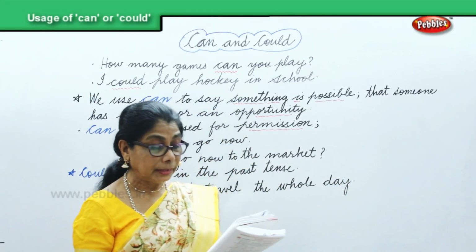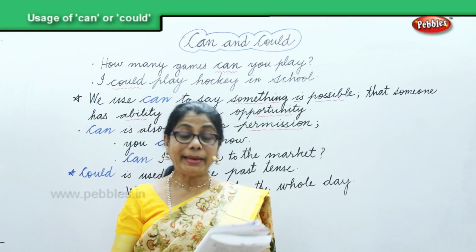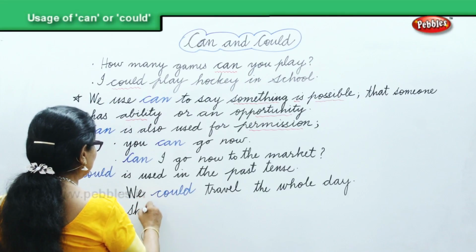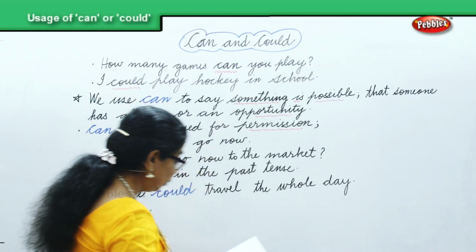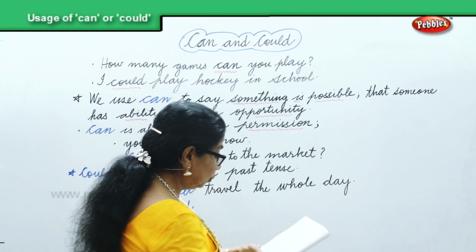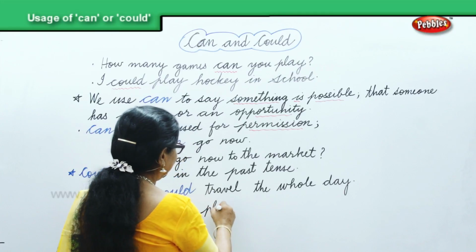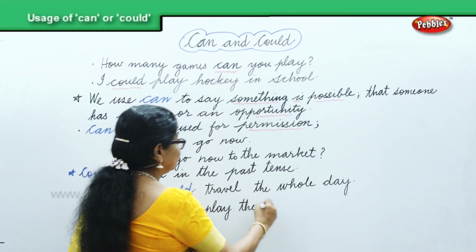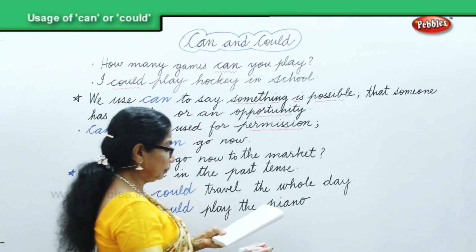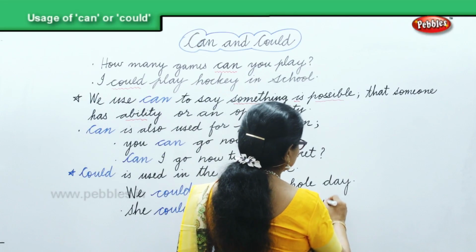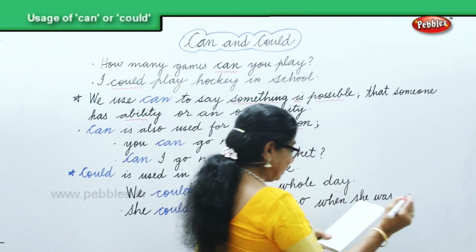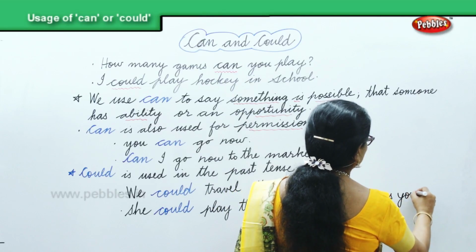Another sentence. She could play the piano when she was young. She could. Second one. She could play. She could play the piano when she was young.